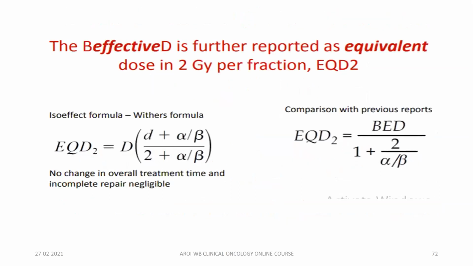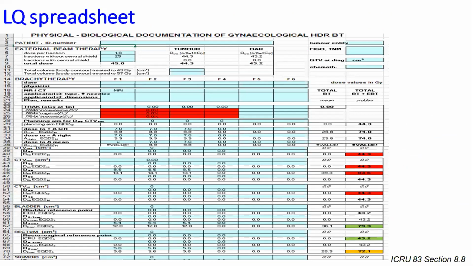So this is the 2 gray dose equivalent that we calculate with different fractions of external beam and your brachytherapy schedules, so that you get an idea of what will be your isoeffective dose, that is changed into 2 gray per fraction. So even in 9 gray 2 fractions, 7 gray 4 fractions, you have an isoeffective dose, which you can have an LQ spreadsheet and actually calculate and use it in your department. And you have different constraints for that.